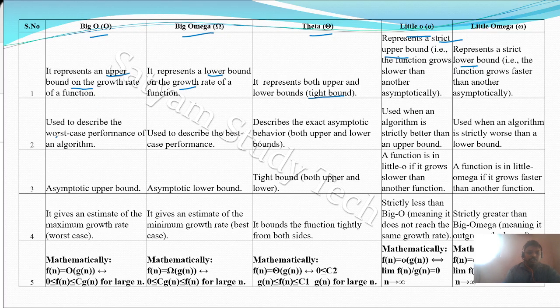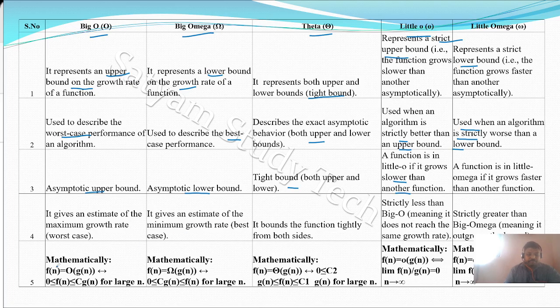It is used for worst case time complexity. You can calculate the worst case time complexity by using this notation. For best case time complexity you can use the omega notation, and for average case time complexity you can use the theta notation. Use the little o notation when an algorithm is strictly better than the upper bound. Little omega is used when an algorithm is strictly worse than the lower bound. Now asymptotic upper bound here, asymptotic lower bound here, here it is a tight bound, and here little o is if it grows slower than another function.